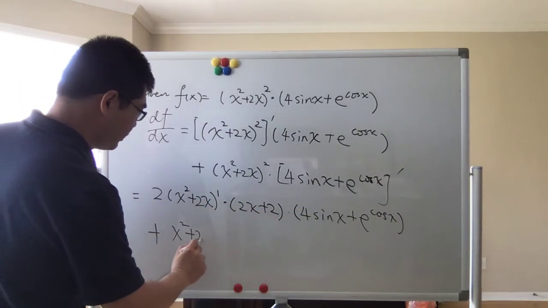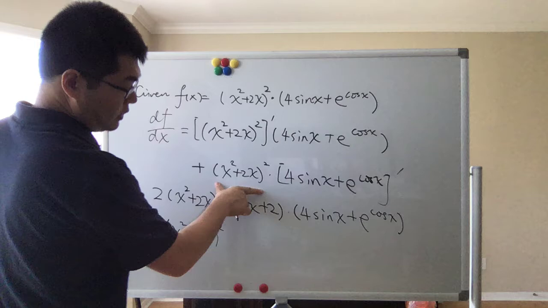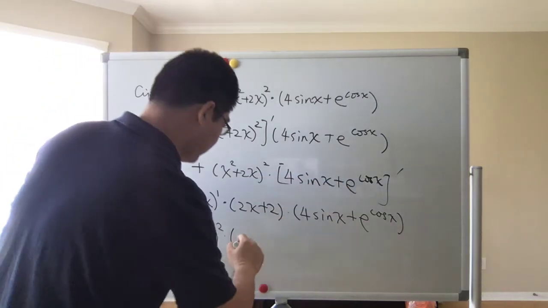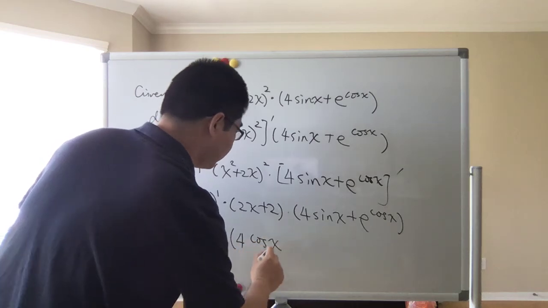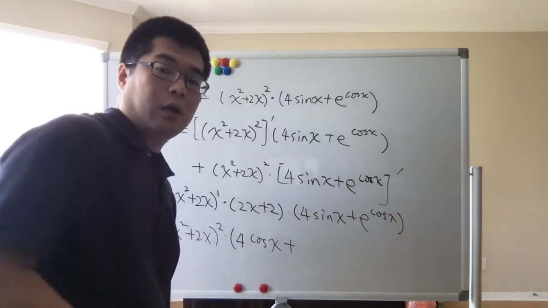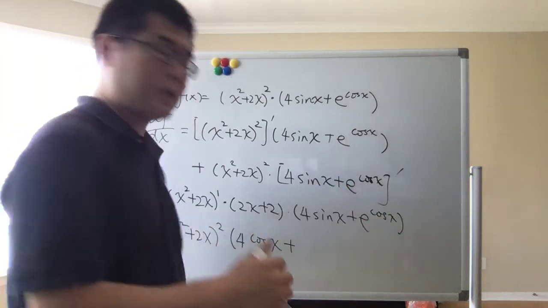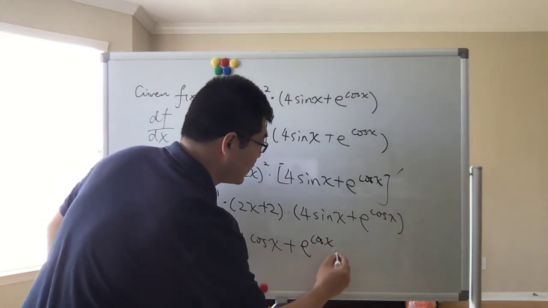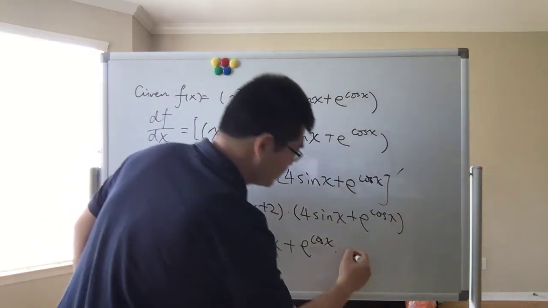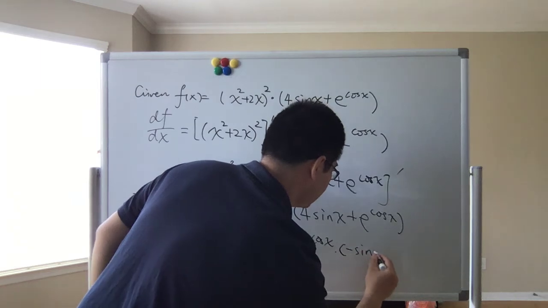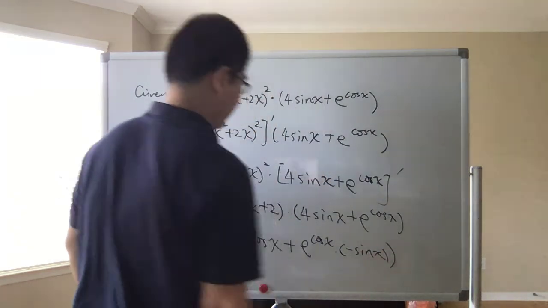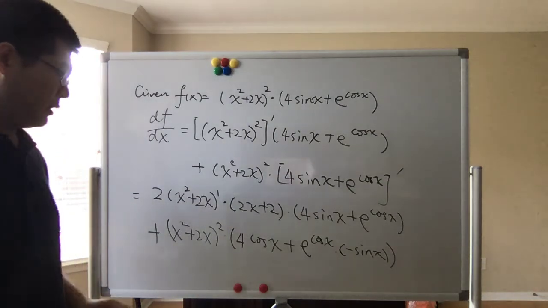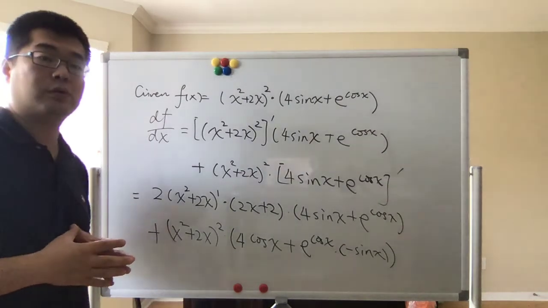And then plus x squared plus 2x, squared, right? Copy this part times the derivative of this, which is going to be the derivative of 4 sine x, which gives us 4 cosine of x, and then plus the derivative of e to the power of cosine x, which is e to the power of cosine x times the derivative of the inside function, which gives us negative sine of x. Okay.